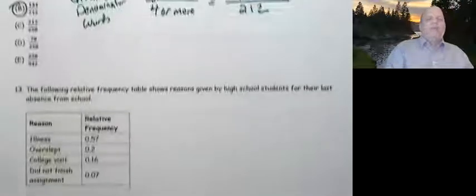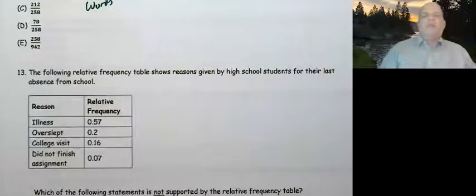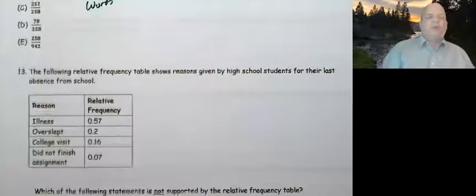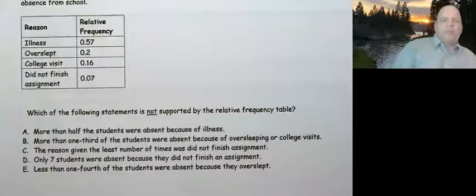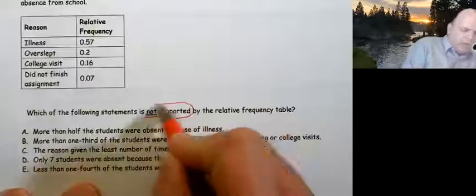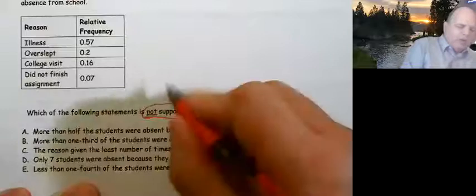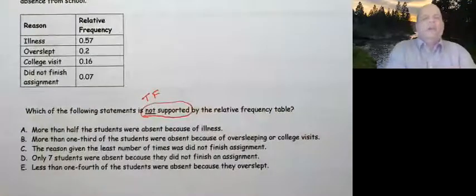The following relative frequency table shows reasons given by high school students for their last absence from school. Which of the following statements is not supported by the relative frequency table? Once again, they have the word not. Whenever they do that, I'm going to be looking at the true-false technique.